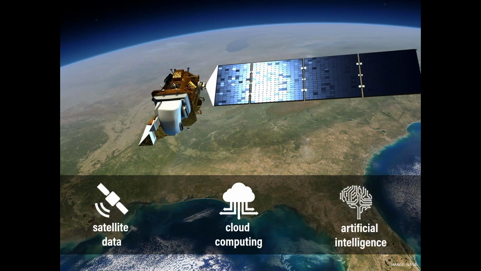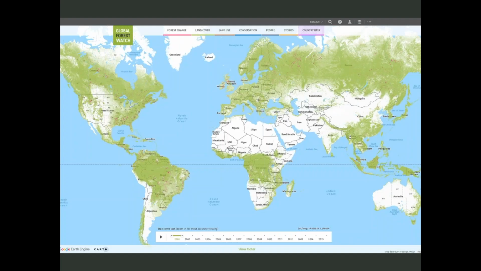And using this valuable information, we can analyze it with artificial intelligence and cloud computing to automatically detect where changes are happening in the world's forests. And this gives us an unprecedented picture of how forests are changing around the world. After we process that information from satellites, we display it on an interactive map.